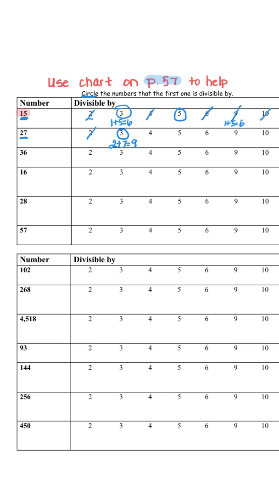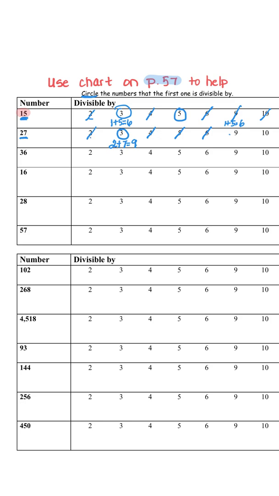4. You would know your facts. 27 is not divisible by 4. Is it divisible by 5? The answer is no. Why? Because it does not end in a 0 or a 5. Is it divisible by 6? The answer is no. Why? Because you know your facts, but also it is not a number that is divisible by both 2 and 3.